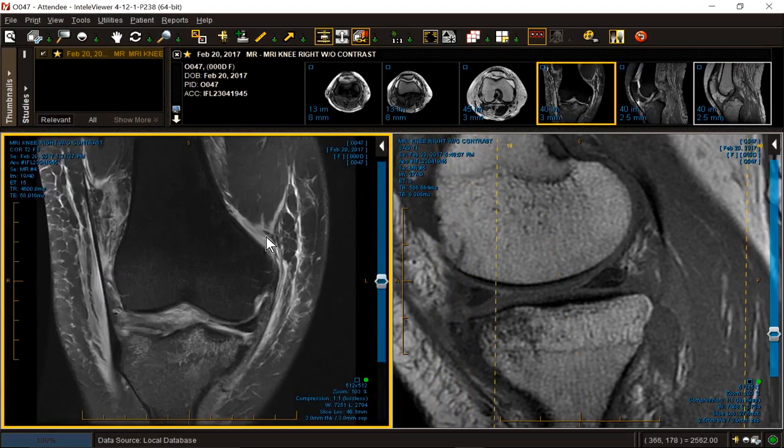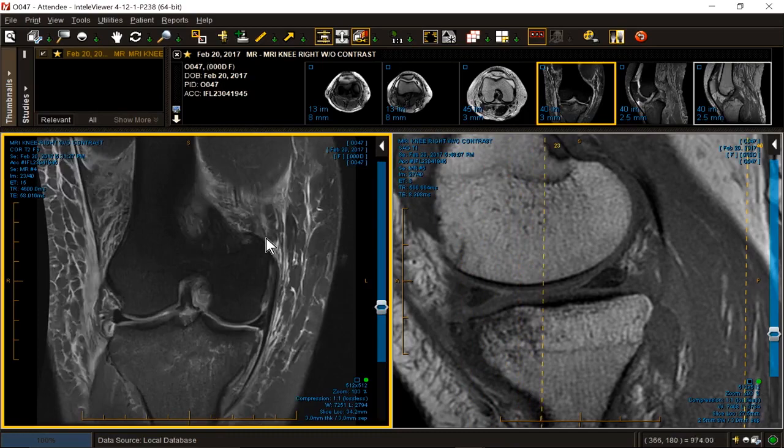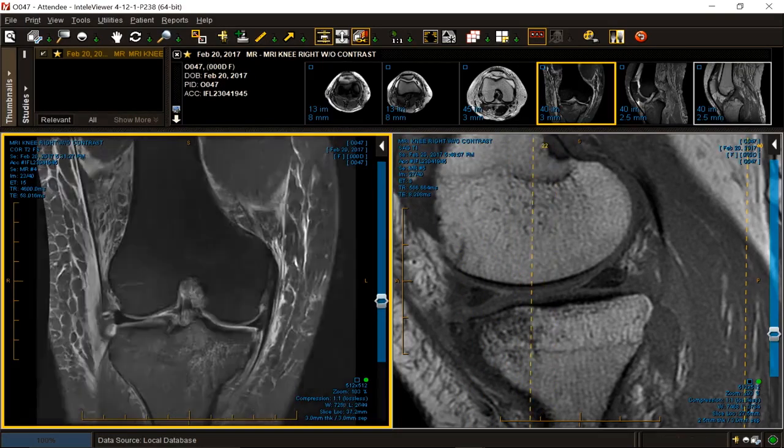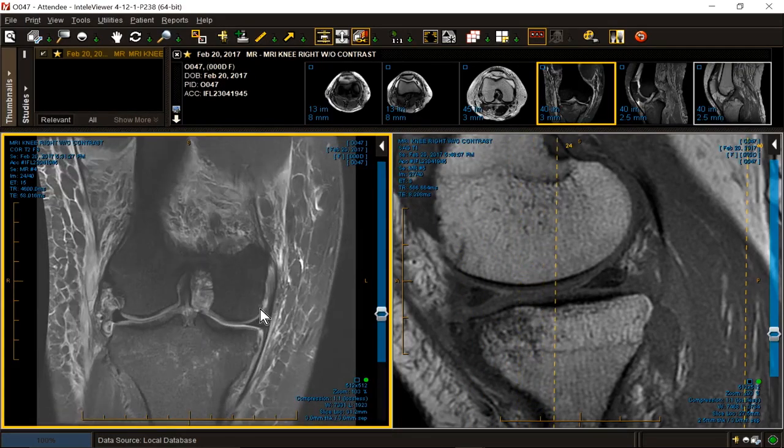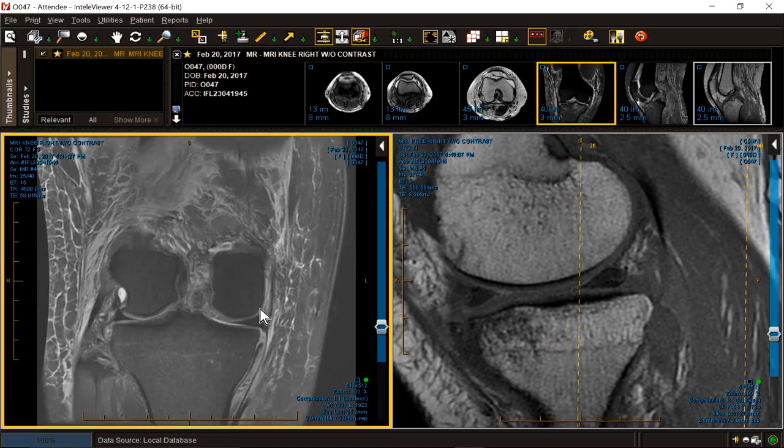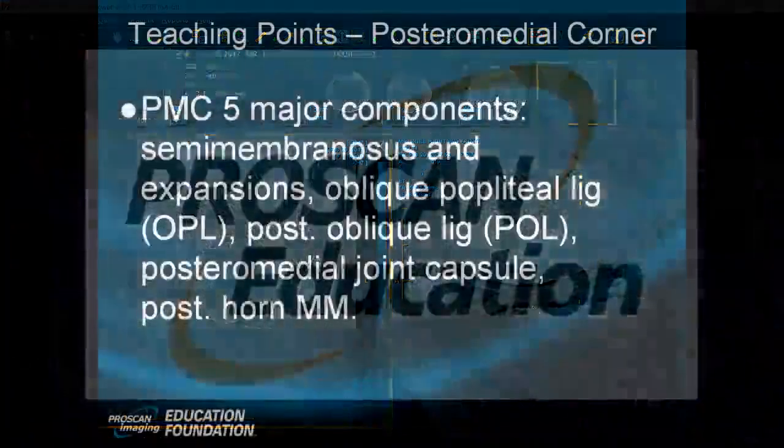The POL component is going to travel with the superficial MCL. It can be tough to see. See if we can pick it up. Usually in the back you'll see it, and there it is. There's the POL component right here. It's this thin linear structure. It's actually intact. Let's flop back over to our slides.